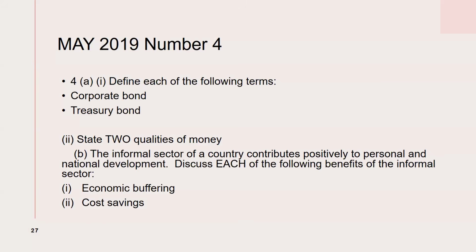Right, so here they ask you to define the term corporate bond and treasury bond. You have to say, what is this, debt or equity? Bonds are debt. So the corporate bond, you're basically lending money to a company, and treasury bonds, you're basically lending money to the government. Bonds are debt. Shares, if you buy shares, that is equity.